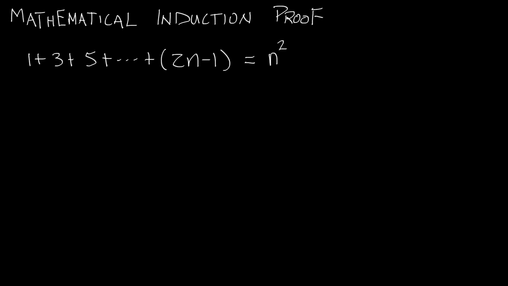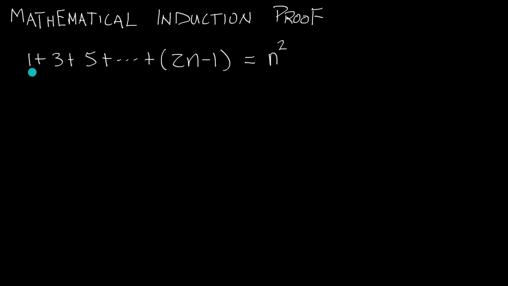In this tutorial I'm going to be doing a proof by mathematical induction. And so in this tutorial I'm going to prove that 1 plus 3 plus 5 plus all the way up to some 2n minus 1 term, all of that is equal to whatever that n was squared here.